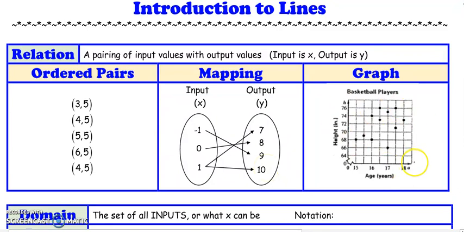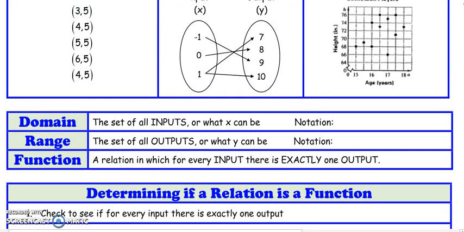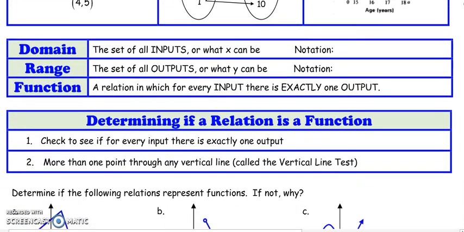Over here you could have a graph, and there's an input. Notice this input here would be 15, and then the output here would be 68, right? So you could view this as a coordinate too, 15, 68. So these are just different kinds of relations that you may see. And we'll talk a little bit more about that in a second.